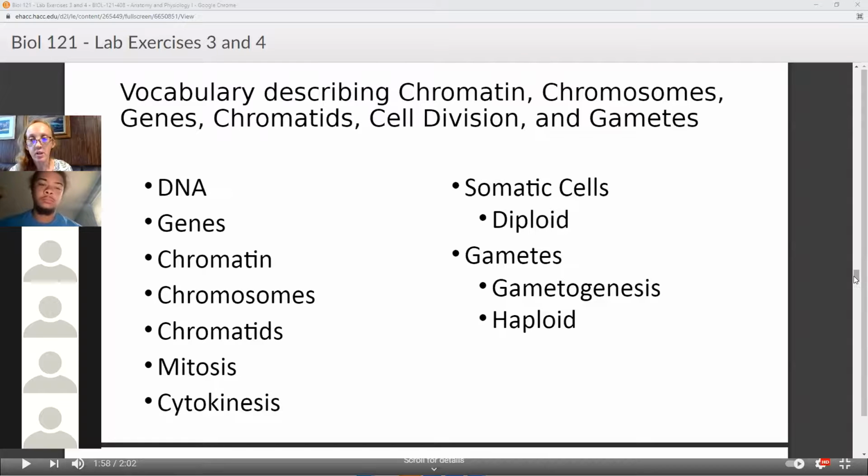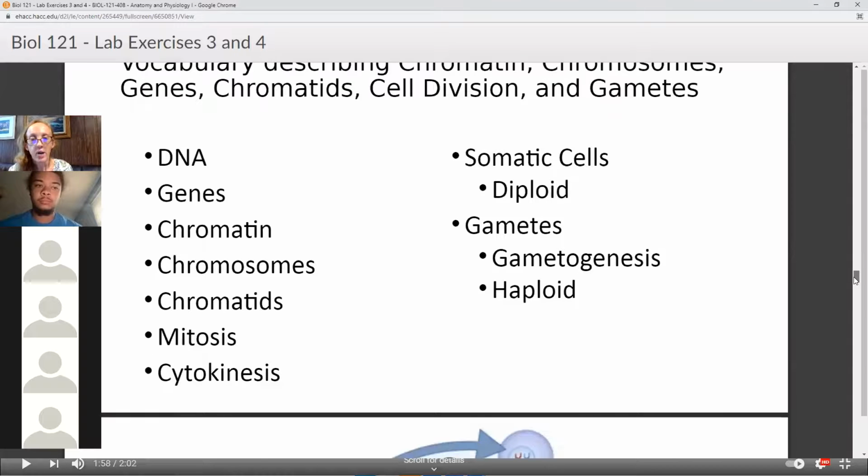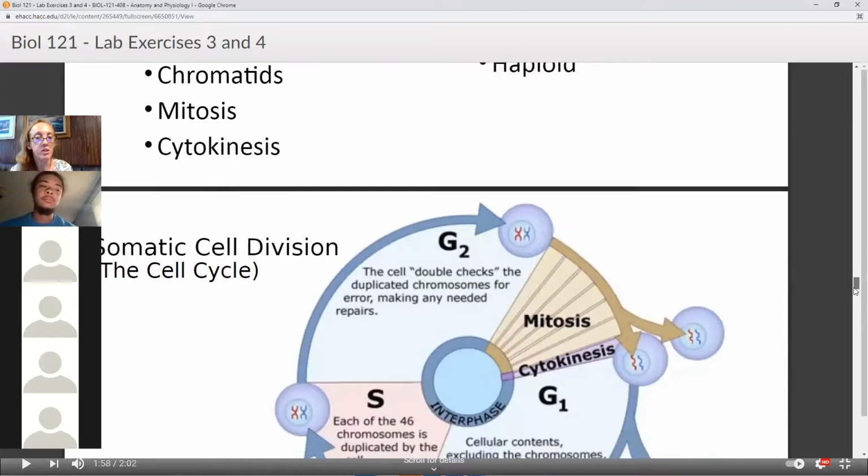Moving forward. Mitosis, bear with me, mitosis is the division of somatic cells. Gametes are formed by what's called meiosis, M-E-I-O-S-I-S, which we're not going to touch on today. I think we have enough material here today.